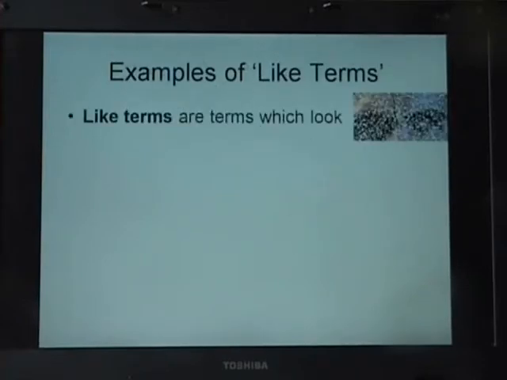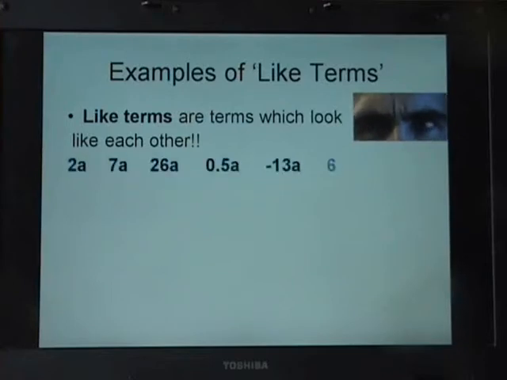Now like terms are terms which look like each other. 2a, 7a, 26a, 0.5a, minus 13a, 6.2a and a, or 1a as it is. Why are they like each other? Because they've all got the letter part, the variable, a single a. And each time I've got multiples of it. I've got 2 of them, 7 of them, 26 of them, a half, minus 13 of them, 6.2 and 1.